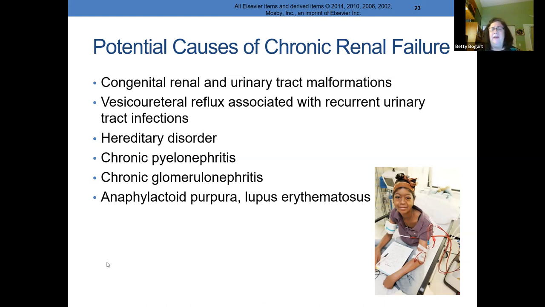Also chronic infections, pyelonephritis. That's a severe infection up into the kidneys, which of course can damage it. Chronic glomerular nephritis, if you're not going to correct it, it can cause damage. And then lupus, it kills any organ. So why not the kidney? Yeah, it'll attack that too. And then of course, anaphylactoid purpura will damage kidneys. And now you have a chronic renal failure child.